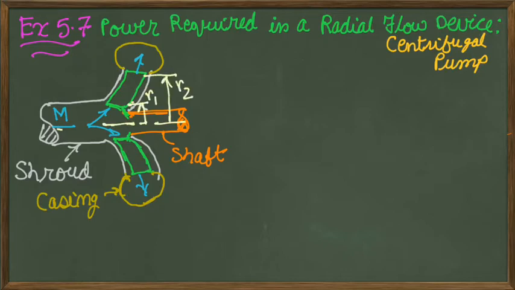There is an inner radius of the impeller, R1. This R2 is the outer radius of the impeller, and these blades have a thickness or width B1 at the inlet. So this is the inlet to the blade and this is the outlet of the blade. At the inlet, the thickness, or height, or width of the blade is B1, and at the outlet it is B2.